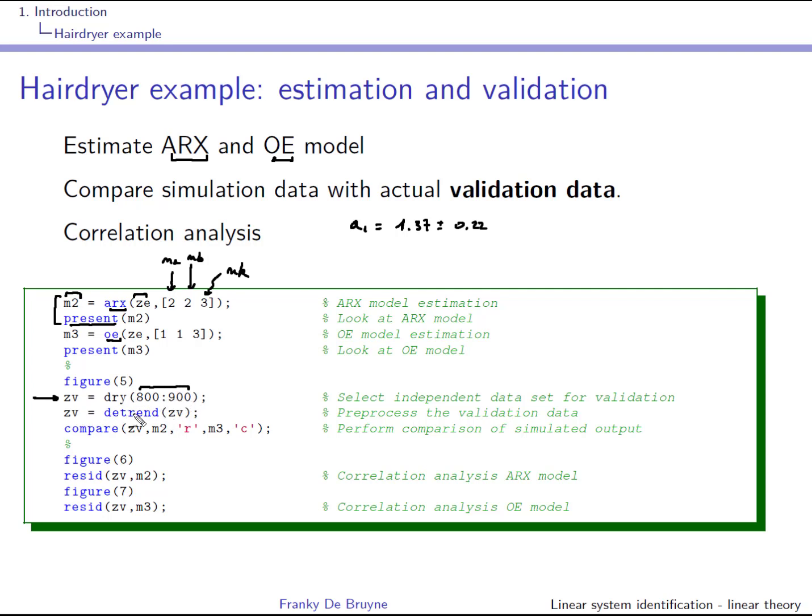Since we have done identification with a detrend on the identification data, we have to do a detrend on the validation data. And what you can then do is use your validation data set and compare the output of the predictor when you use model 2, compare it with the output of the predictor when you use model 3, and compare this with the actual data. Model 2 is the ARX model in red, and the output error model will be shown in cyan.